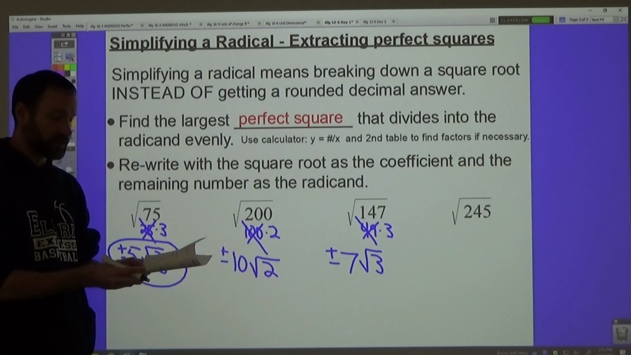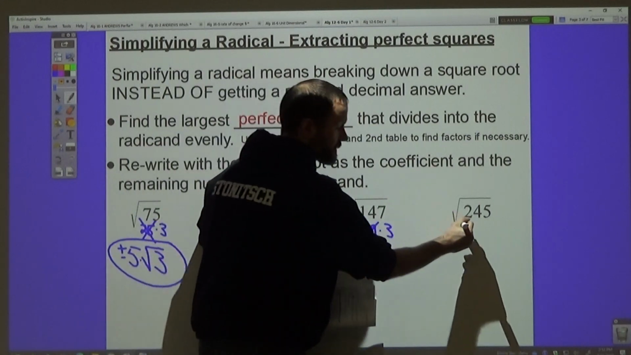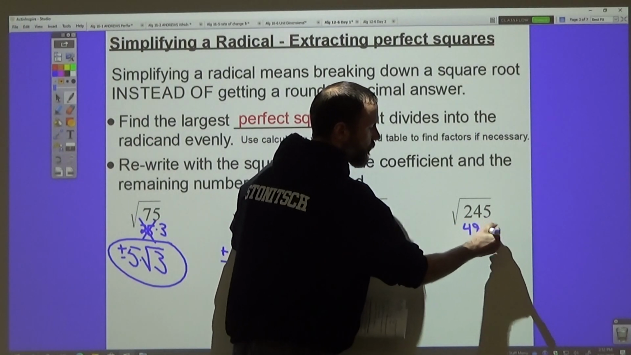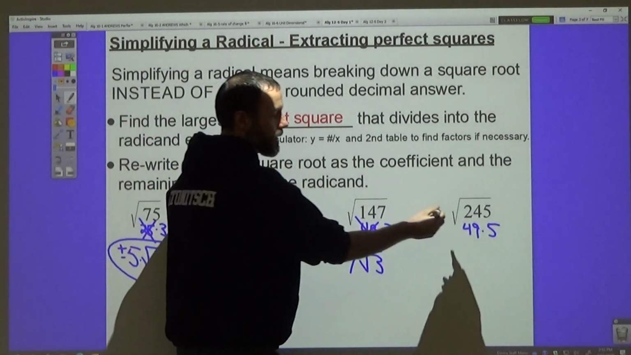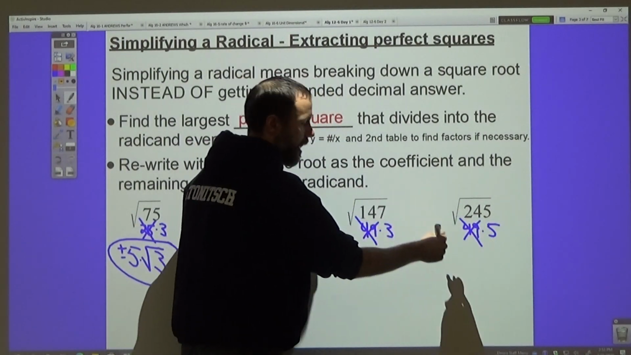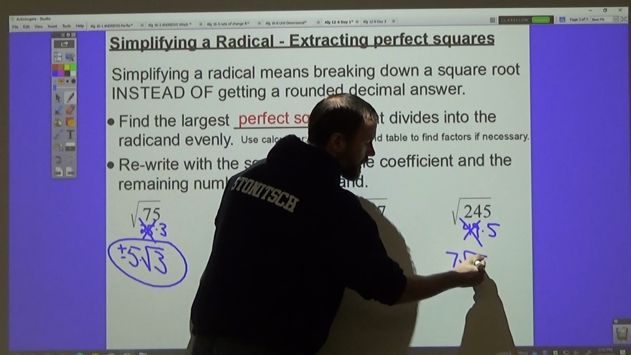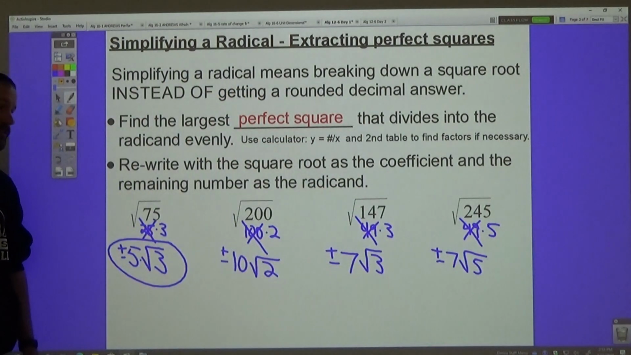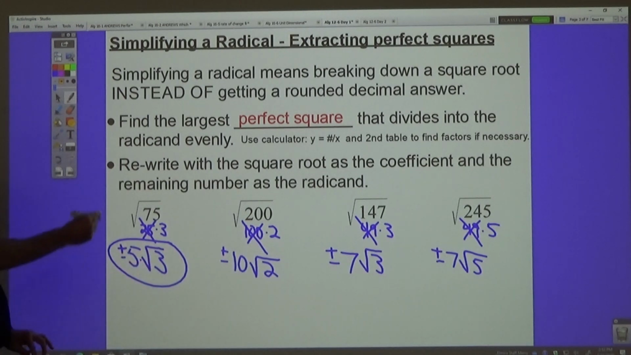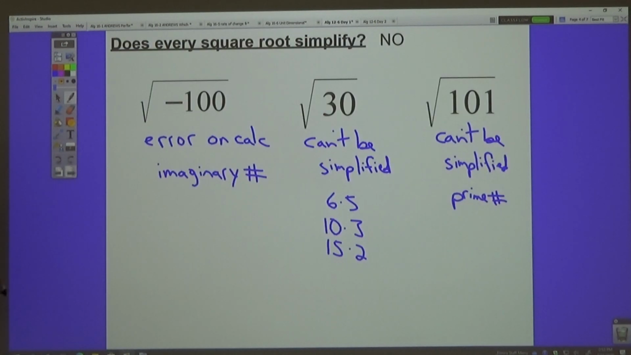245. What times what is 245? Well, that's another hard one. It's actually 49 times 5, 49 being a perfect square. Cross off the 49, bring out the 7, so it becomes 7 radical 5, plus or minus 7 radical 5. This is all that you're doing in the lesson, so we're going to do some more.